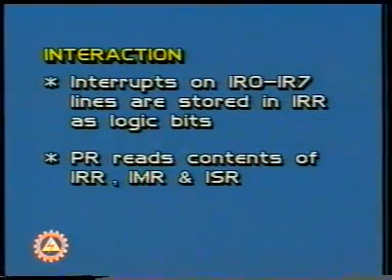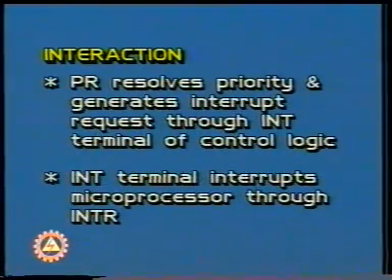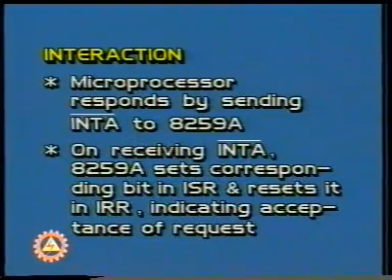Interrupts on input interrupt lines IR0 to IR7 are stored in the interrupt request register as logic bits. The priority resolver reads the contents of the interrupt request register, interrupt mask register and in service register. The priority resolver resolves the priority and generates the interrupt request through the INT terminal of the control logic. The INT terminal interrupts the microprocessor through INTR.